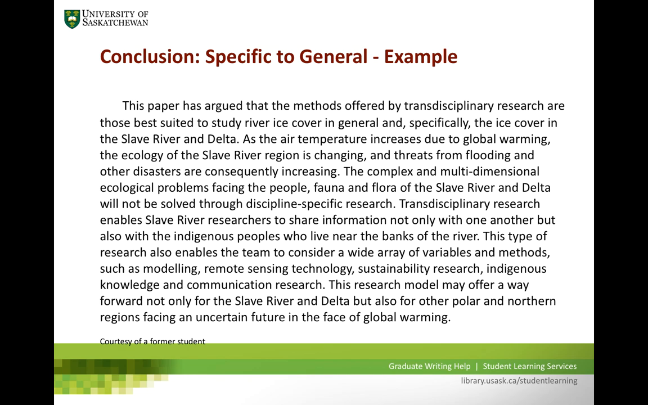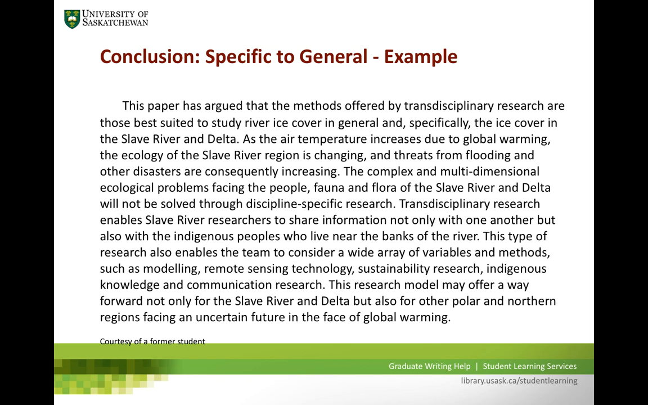This paper has argued that the methods offered by transdisciplinary research are those best suited to study river ice cover in general, and specifically the ice cover in the Slave River and Delta. As the air temperature increases due to global warming, the ecology of the Slave River region is changing, and threats from flooding and other disasters are consequently increasing. The complex and multidimensional ecological problems facing the people, fauna, and flora of the Slave River and Delta will not be solved through discipline-specific research. Transdisciplinary research enables Slave River researchers to share information not only with one another, but also with indigenous peoples who live near the banks of the river.